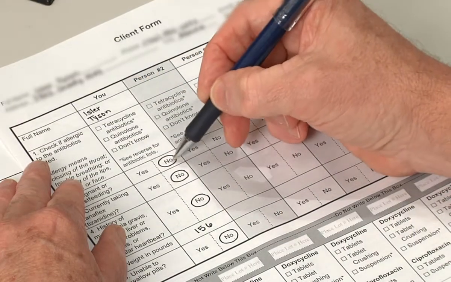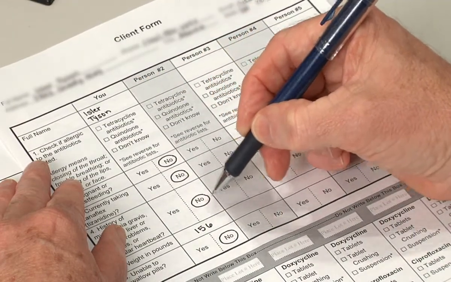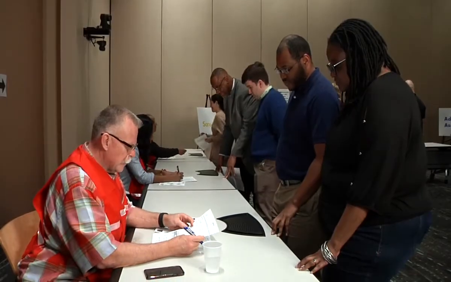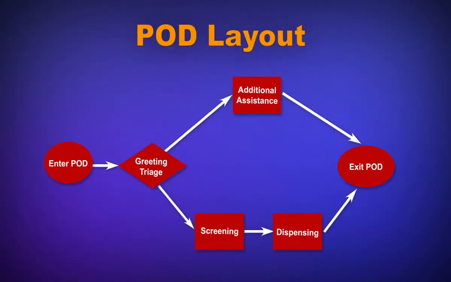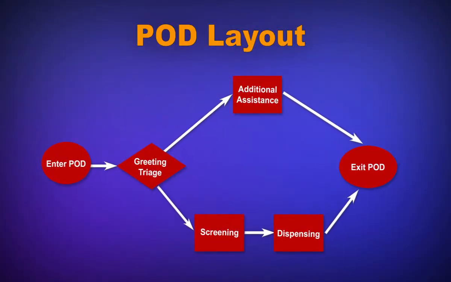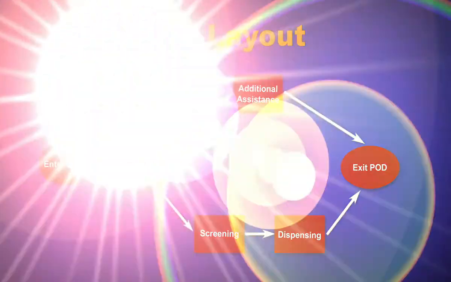Depending on the design of the pod, the responsibility of checking for accuracy may fall on either the screener or staff located elsewhere in the pod. Ideally, other staff check for this as clients move through the line before reaching the screening station.